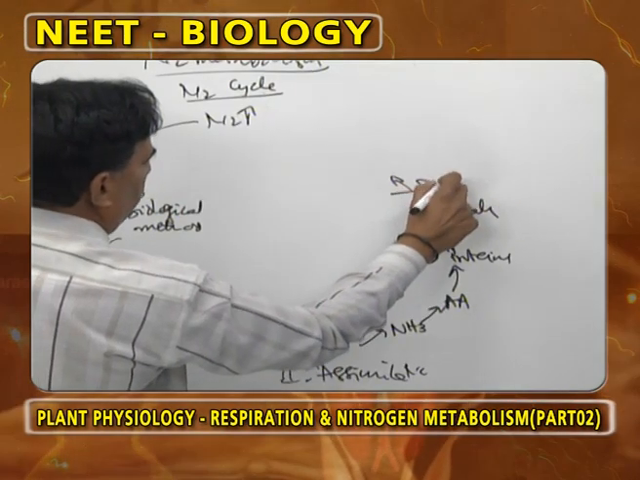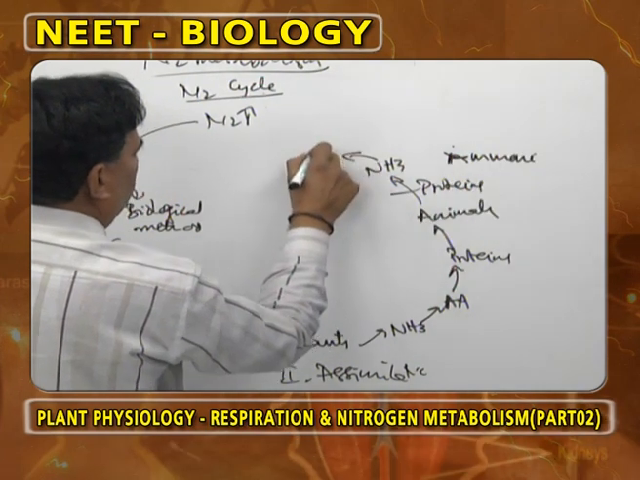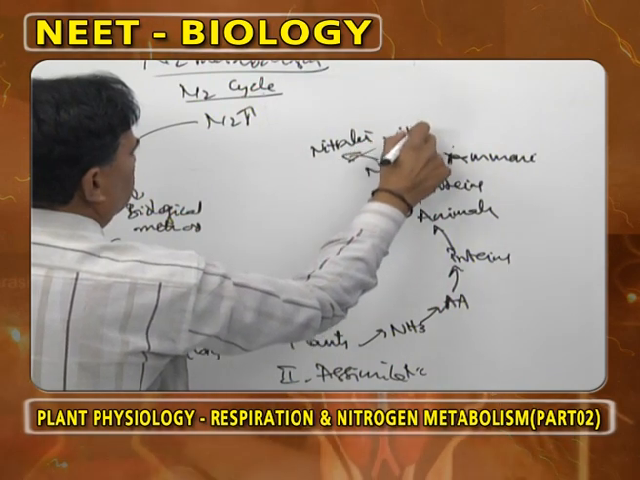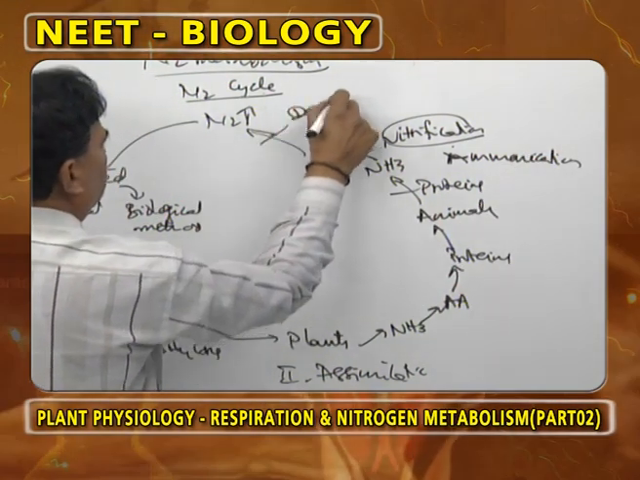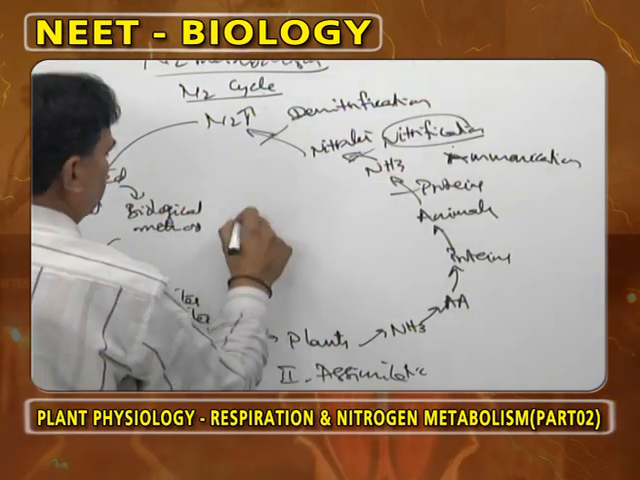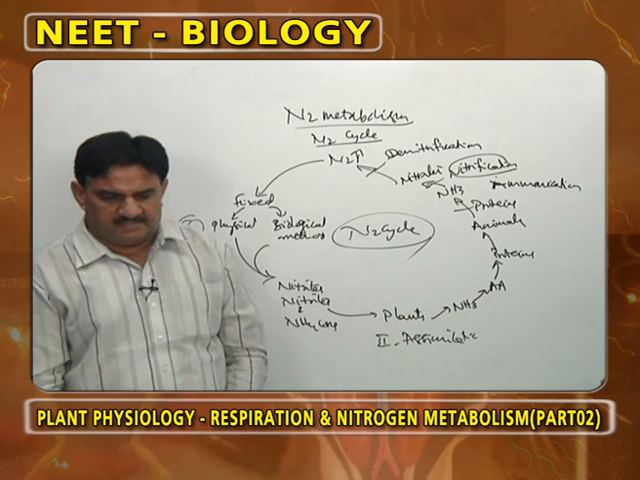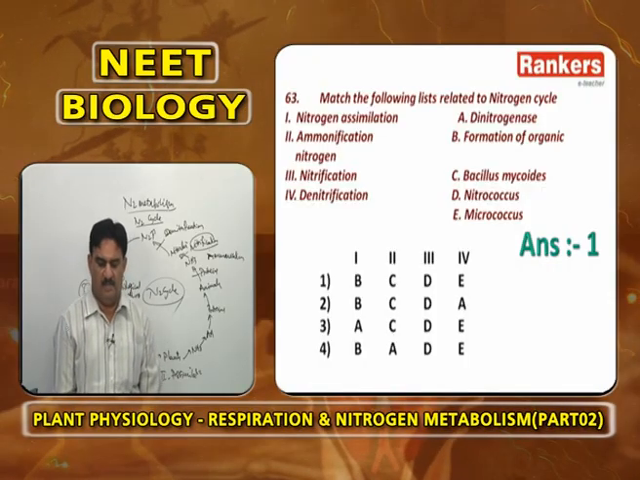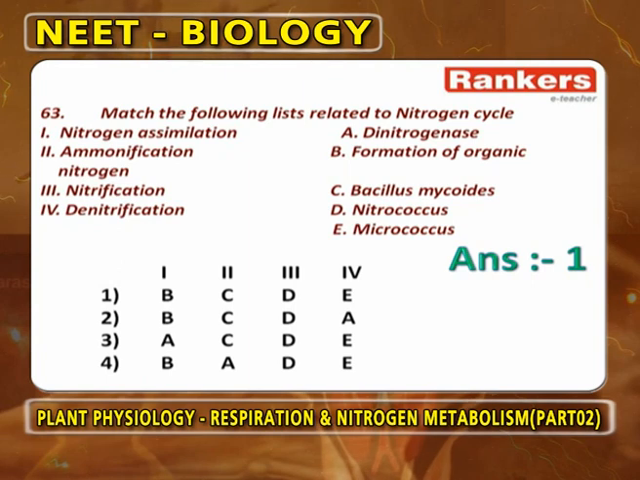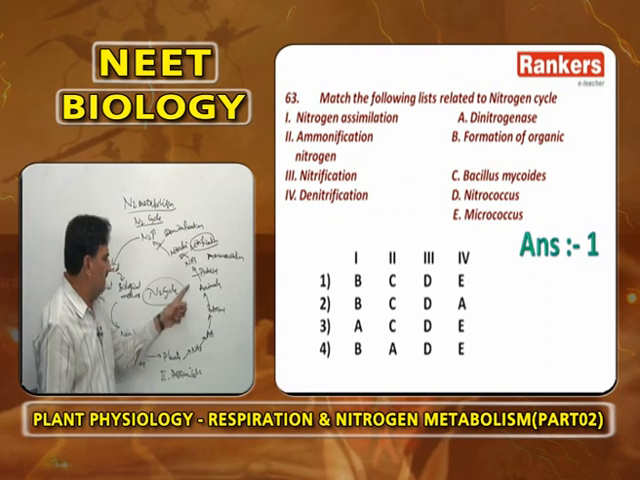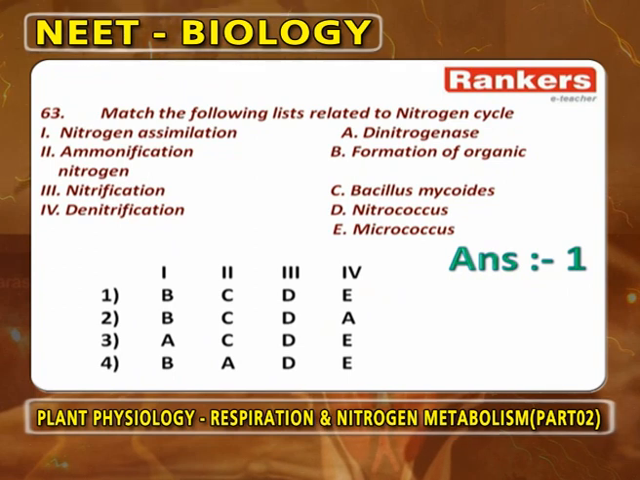Then proteins in animals and plants get converted into ammonia. This is called ammonification. Ammonia gets converted into nitrates. This is called nitrification. Then molecular nitrogen, denitrification. This is called the nitrogen cycle. Now, nitrogen assimilation, ammonification, then nitrification, denitrification. 1B, nitrogen assimilation, formation of organic nitrogen. 2C, ammonification is by Bacillus mycoides, Bacillus vulgaris and Bacillus ramosus. This nitrogen cycle is very important.